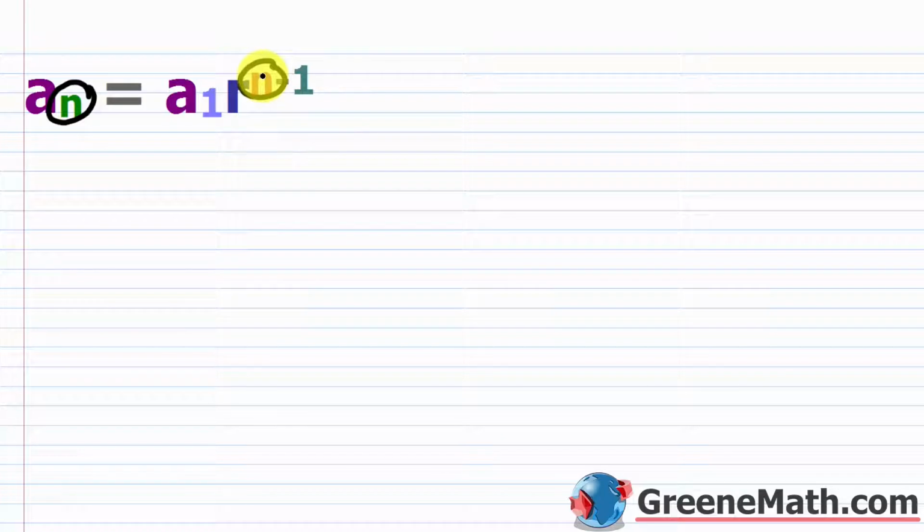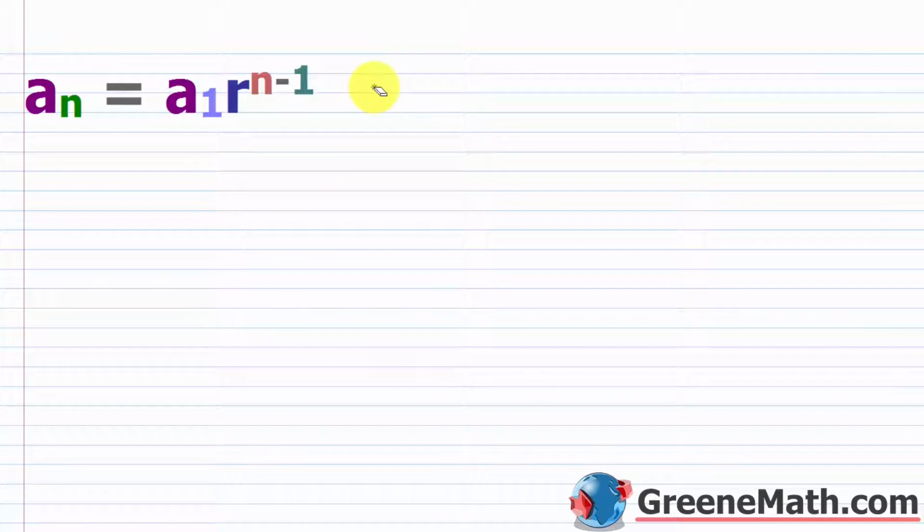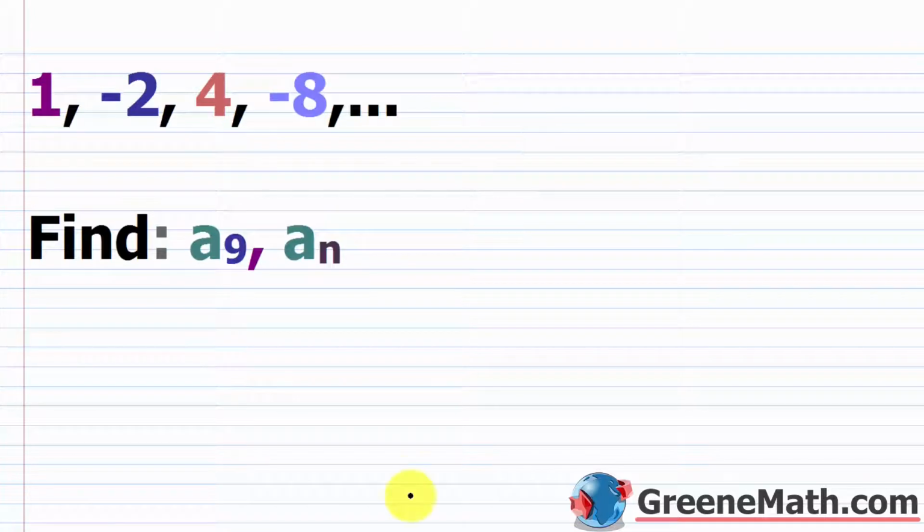So let's look at an example real quick. We're given this list of terms here. We want to find a sub 9 and a sub n. So this is the formula for the general term, and this is a sub 9. Okay, so how do we do this? Well, let me go back up here and grab this formula real quick. So a sub n equals a sub 1 times r raised to the power of n minus 1. Let me write that off to the side.